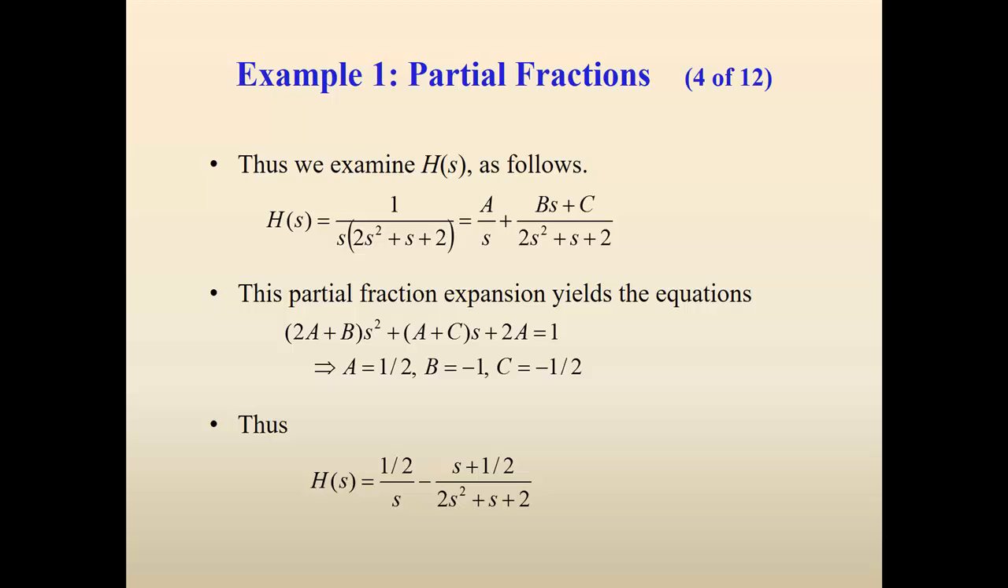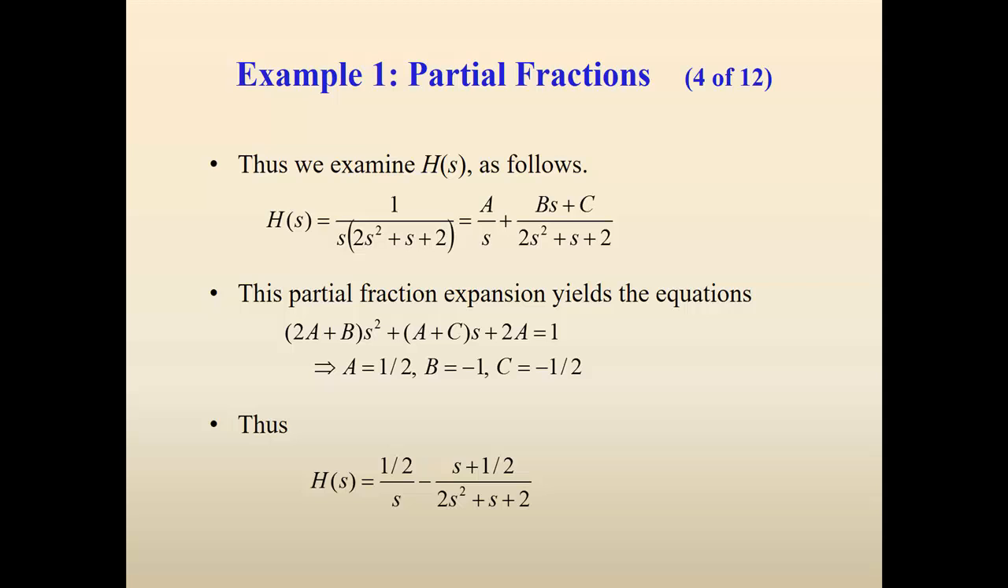Now, look, the right term only has constants, no linear, no quadratic, so that's why 2a is equal to 1, or a is equal to 1/2. Since there are no linear terms on this side, a plus c is equal to 0. So whatever a is, c must be its negative. Likewise, we solve b is equal to -1, giving us this lovely form: H of s is equal to 1/2 over s minus, because b and c both have negative signs, s plus 1/2 over 2s squared plus s plus 2.